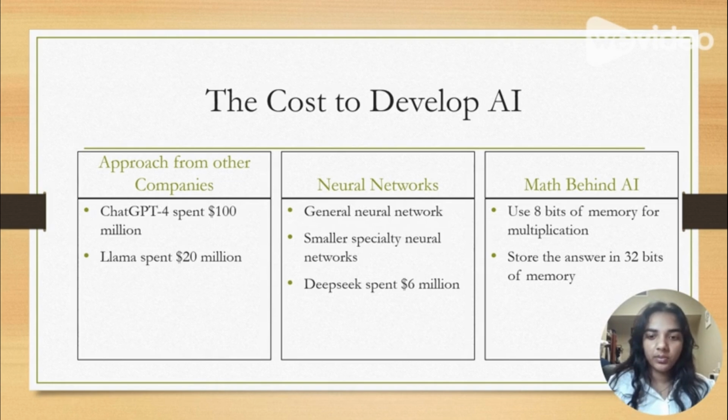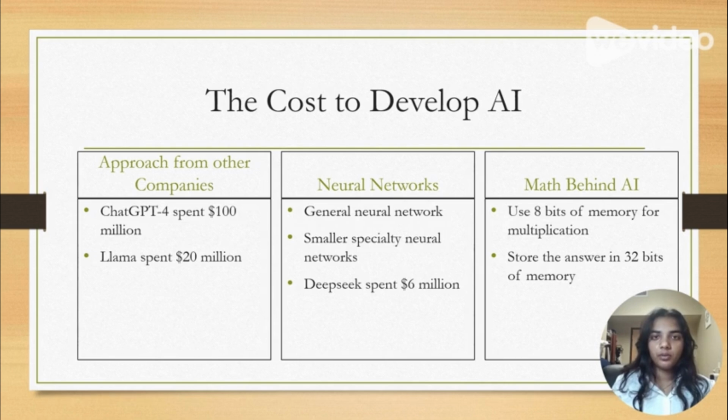So I just wanted to talk about the cost to develop artificial intelligence. Some of the approaches other companies took: OpenAI spent $100 million on ChatGPT 4, and this was for their computing resources, training the model, and developing it. On the other hand, Meta spent $20 million while developing Llama, and this was also for the computing resources and training the model. So as you can see, it's very costly to develop artificial intelligence, but I just want to look at some ways we can lower this cost.